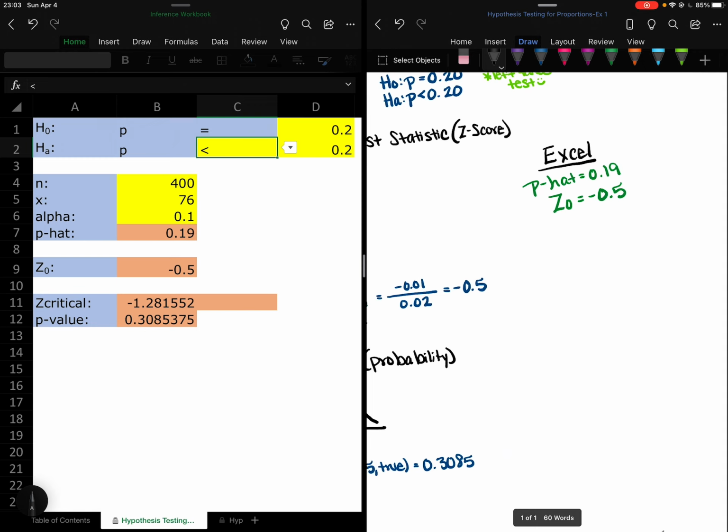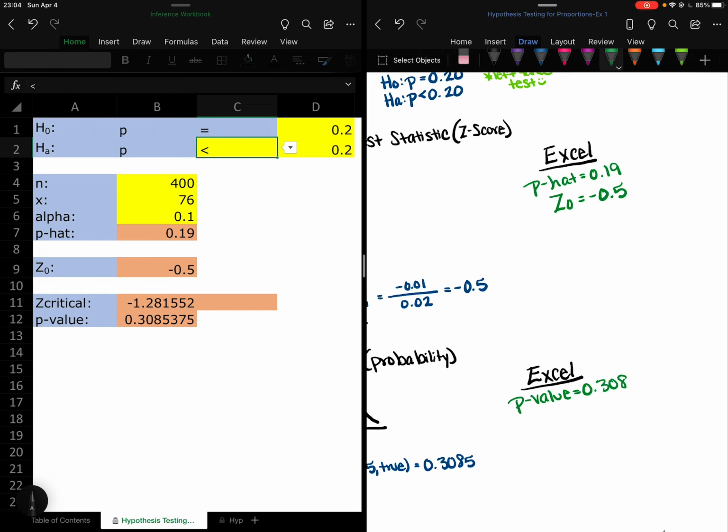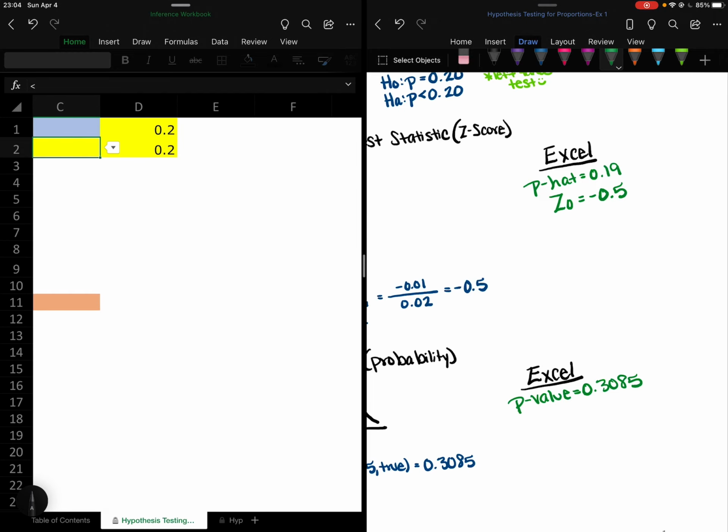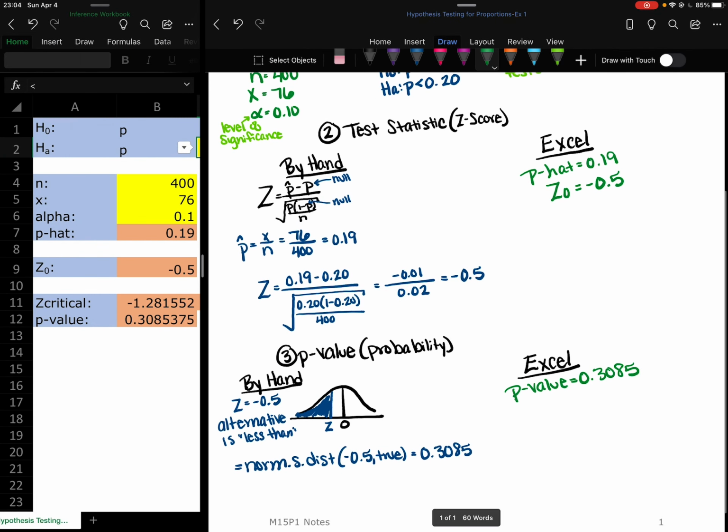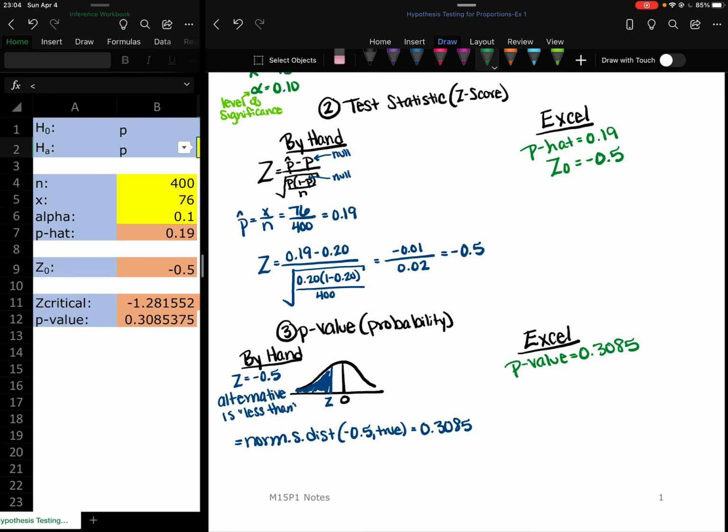And then down here, step 3, Excel also found that for me. P-value, 0.3085. In 30 seconds, I just did what took us like, 10 minutes? Way too much time? But now we know where these numbers are coming from. Oops. So I'm just going to keep that off to the side there because we're going to need it again.